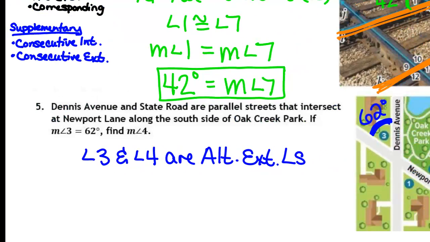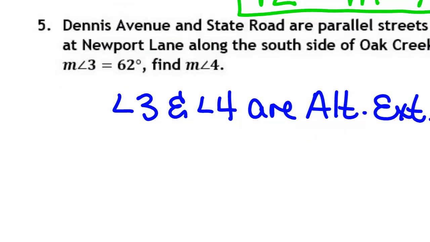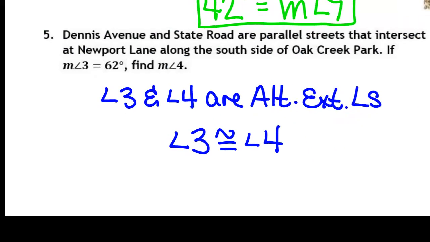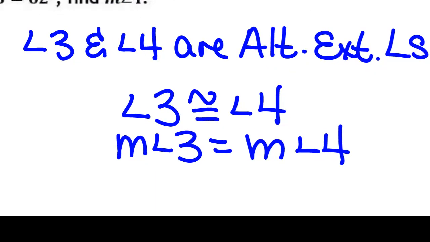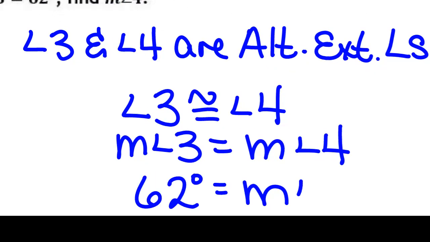And what do we know about alternate exterior angles? They're congruent. So the measure of angle 3, jump back, I'm jumping too far ahead again. Angle 3 is congruent to angle 4, so that means the measurement of angle 3 is equal to the measurement of angle 4. So how big is angle 4? 62 degrees. 62 degrees equals the measurement of angle 4.